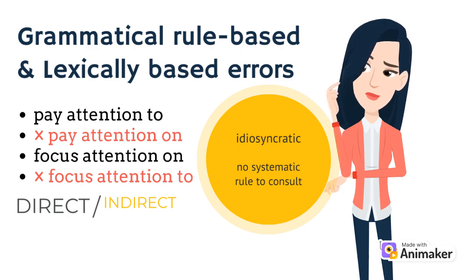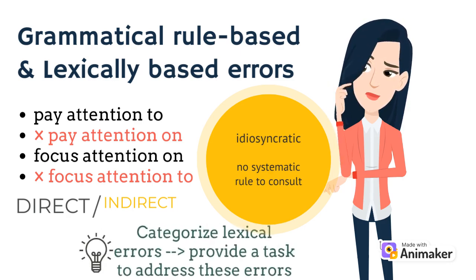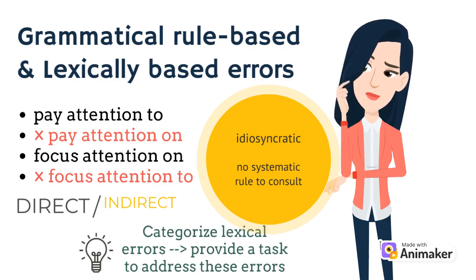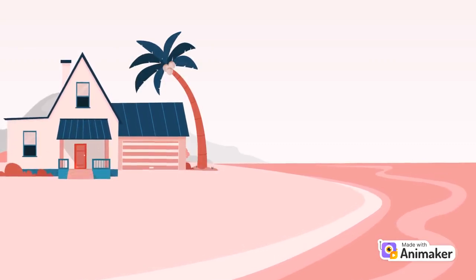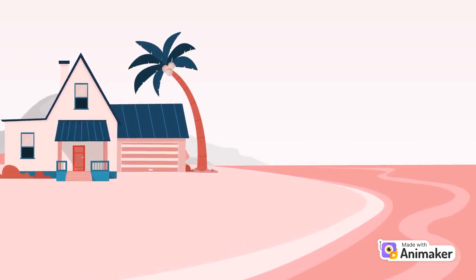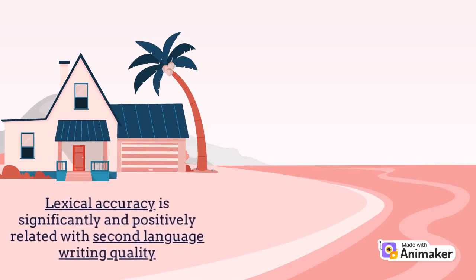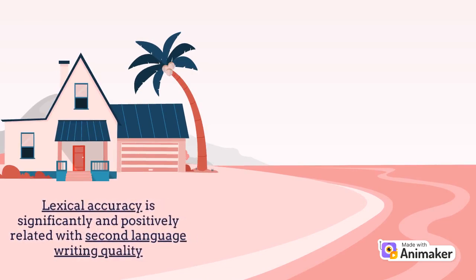To provide clear and organized feedback on lexical errors to your students, you may first need to categorize their lexical errors, then provide a task to address these lexical errors. Research has shown lexical accuracy is significantly and positively correlated with students' second language writing quality. Therefore, how to use words appropriately in second language writing is important.